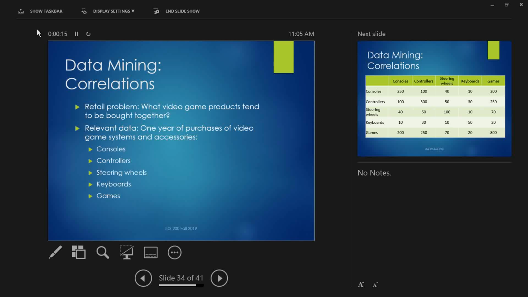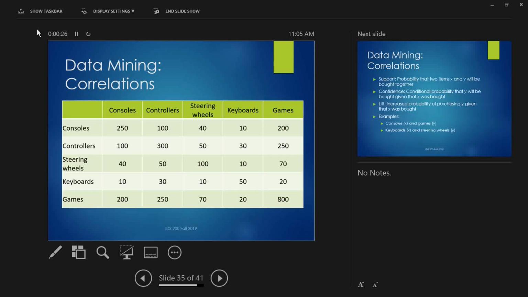So we identify there's a whole bunch of different categories of products we carry. And some of them get sold together, some of them don't. So we got consoles, controllers, steering wheels, keyboards, games, whatever. So here's our data, over 1,000 purchases. And what we see here, these are all the things that were bought.